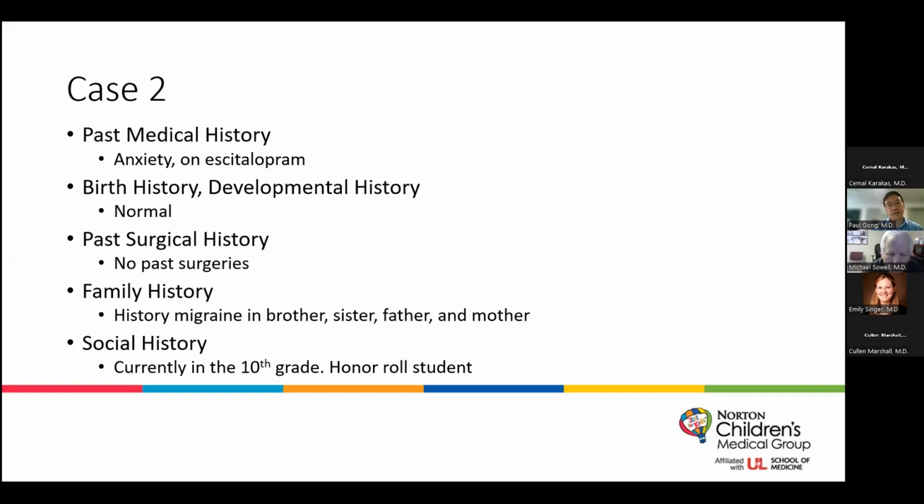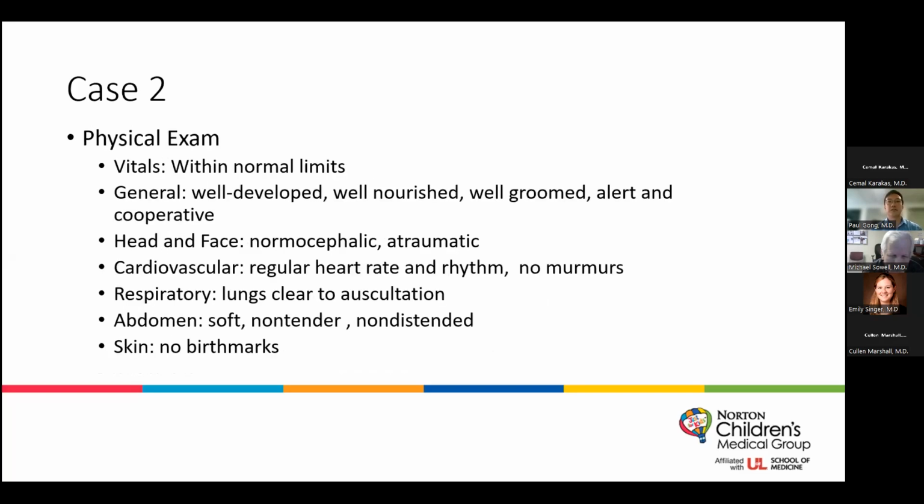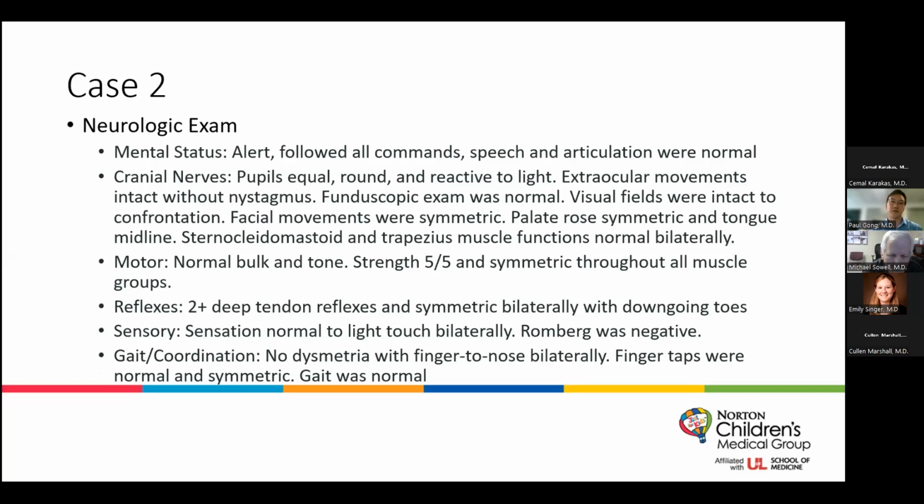Her past medical history is just significant for anxiety, and she's on an SSRI for that. Otherwise, her history is pretty benign. She does have a pretty extensive family history of migraine. She otherwise is a very high achieving girl in the 10th grade, ready to take her ACT and go to college soon. Her physical exam is also unremarkable, as well as her neurologic exam is all very normal, no focal neurologic deficits. Again, a very bright and articulate girl who can kind of tell you exactly what's going on.